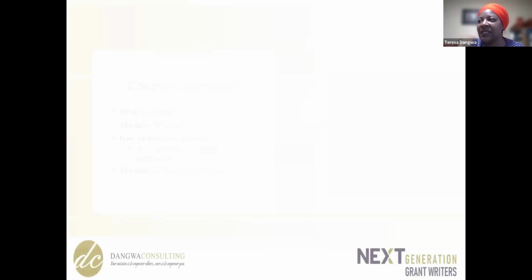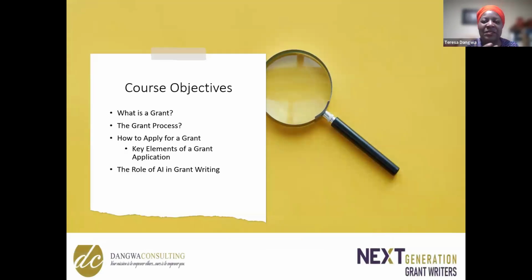So now that we have an idea of who I am, today my hope is that by the end of this session, you will understand what grants are, how the grant process works, how to apply effectively, and what the key elements of a grant application are. And then I'm going to introduce, I didn't talk about this last time, but I want to bring it in because that's the world we are in now, the role of AI, artificial intelligence, in grant writing.